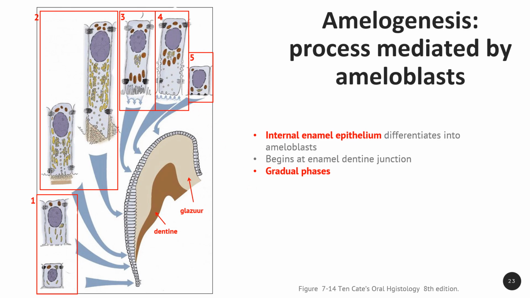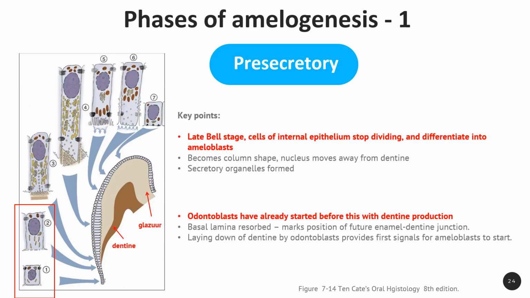If you remember back to your embryogenesis Kennisclip and knowledge, ameloblasts differentiate from the internal enamel epithelium. So again, the embryogenesis knowledge is important to you here, to understanding where these cells come from. It also begins at the enamel-dentine junction and happens in these gradual phases like you can see happening here. So let's go into more detail.